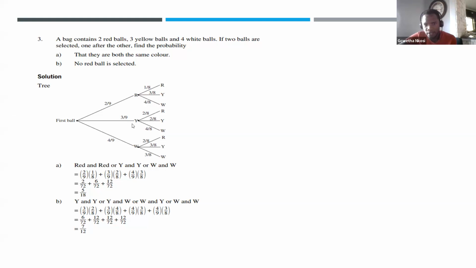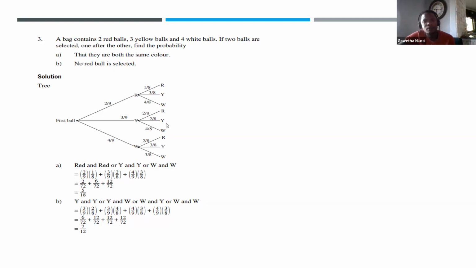Now let's check the second arm. Yellow, red is out. Yellow and yellow, we take that. Yellow and white, we take that. So that's yellow and yellow, yellow and white. Good. Let's check the third arm. White and red, no, we don't want that one. White and yellow, yes, we do. White and white, yes, we do. So those are the probabilities that you are going to be checking on: yellow and yellow, yellow and white, white and yellow, or white and white.